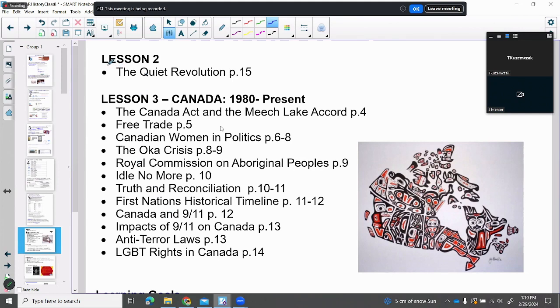Okay, so we are looking at lesson 2 in the last section, the Quiet Revolution, on page 15. We will start with lesson 3, the Canada Act and the Meech Lake Accord, on page 4. We will also look at free trade on page 5, Canadian women in politics, page 6 to 8, and maybe get to the Oka crisis on pages 8 to 9.